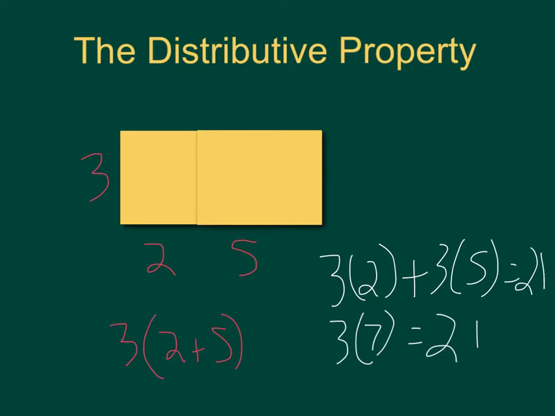Now, what I'm saying is, what if I were to say that 3 times 2 plus 5 is the same thing as 3 times 2 plus 3 times 5. Is that true? Now look at it. 3 times 2 plus 5, which is 3 times 7, was 21, right? So 2 plus 5 is 7, times 3 is 21. 3 times 2 we said was 6, and 3 times 5 is 15, which gives us 15 plus 6 is 21. So this means that these two are equal to each other, right?